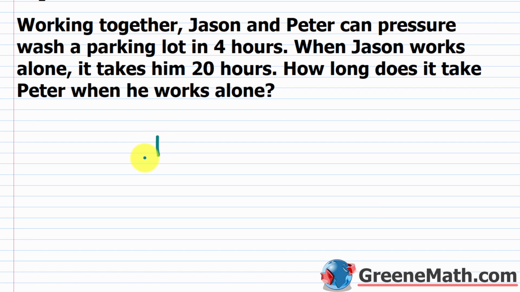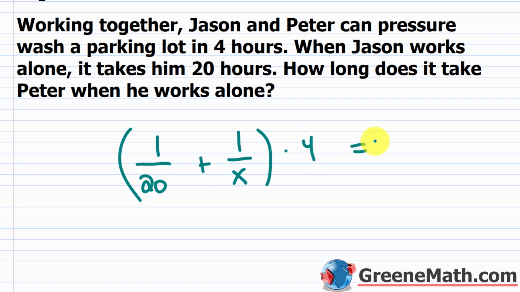So in an hour, he's done 1/20 of the job. Then plus, for Peter, we don't know. But if we had a certain number of hours, let's just say it was X hours, something like 15 hours or 30 hours or whatever it is, let's just say X hours. Well, then in an hour, it's 1 over whatever that is, so 1/X. Now, when I sum these two amounts together, I get the amount of work that they both do together in an hour. Now, if I multiply that by the number of hours it takes to complete the job, which it tells us here is 4 hours, I should get 1 completed job. So there's my equation. It's not that bad.